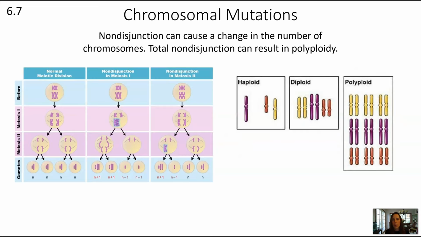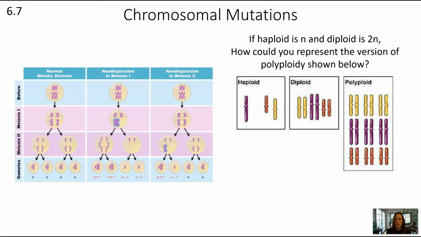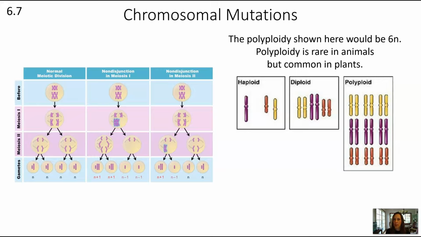You get some DNA from one chromosome switched with DNA from a different chromosome. You can also have chromosomal mutations where you get a whole different number of chromosomes. This can be caused by non-disjunction, like we talked about in a previous unit. And if you have total non-disjunction, you're not going to just have one extra chromosome. You can have an extra chromosome of all the different types of chromosomes. So if you see in the diagram on the right here, we see haploid and a picture of diploid. Then there's an example of polyploid. There are many types of polyploidy. How many would this be? If haploid is N, diploid is 2N, what would this be? This example of polyploidy would be 6N.